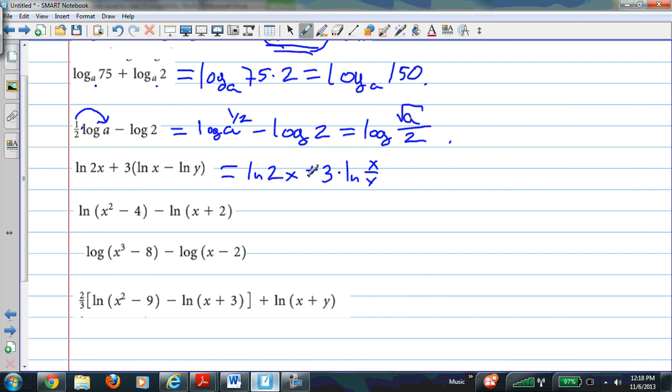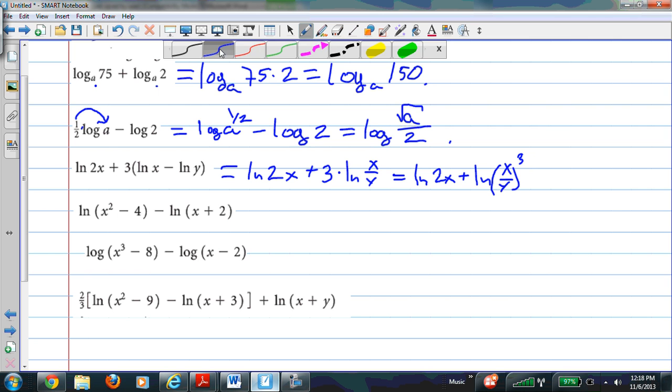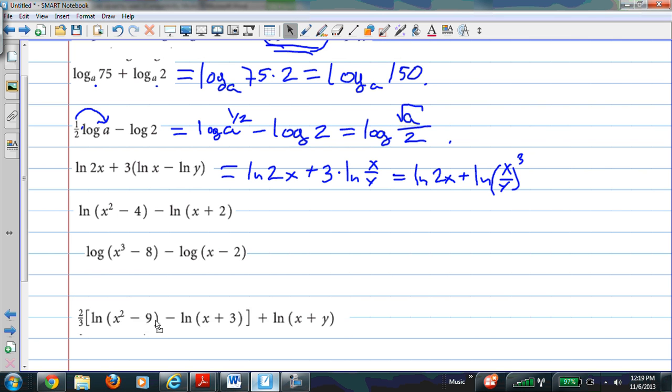Now, I have a sum of two logs, but the second log has a constant in front of it. So again, using the power rule, we can throw this constant back on top as an exponent. So it becomes natural log of 2x plus natural log of x over y, but the entire fraction has to be cubed because 3 is applied to the entire logarithm.